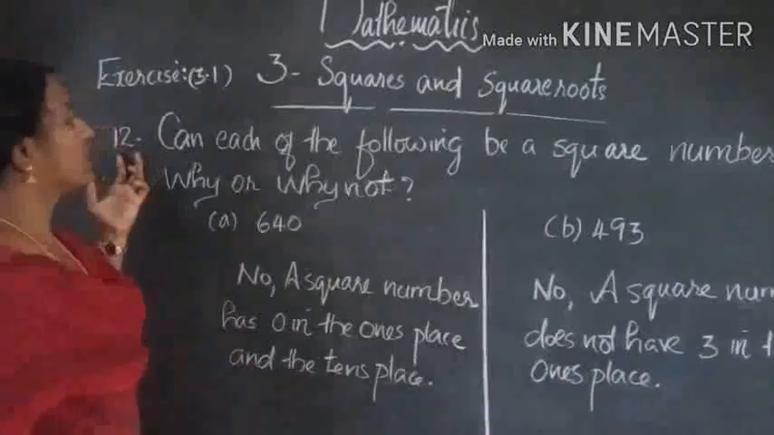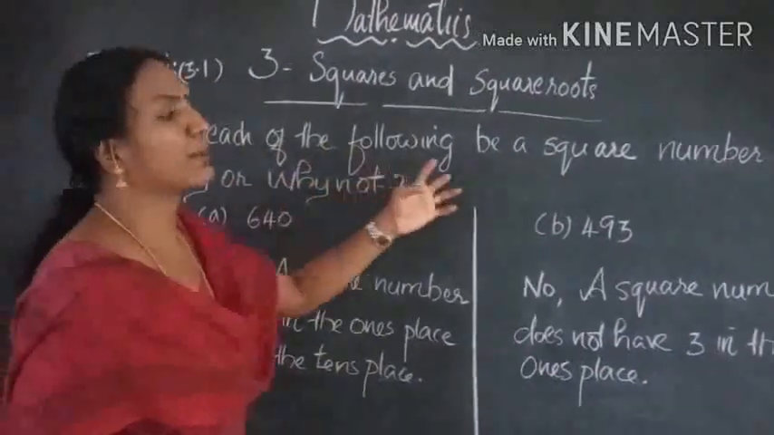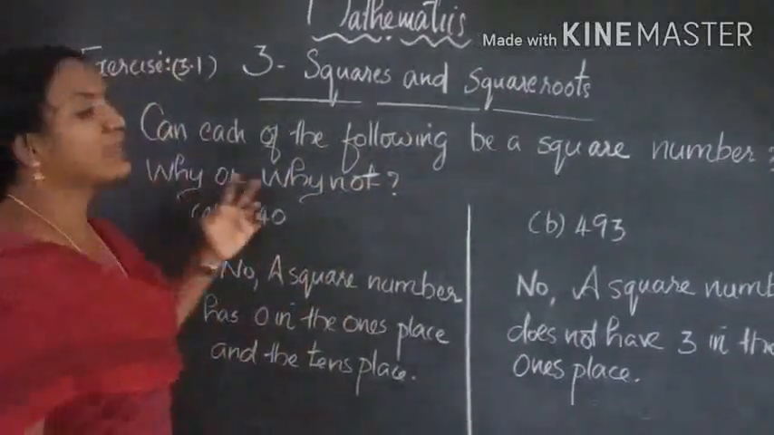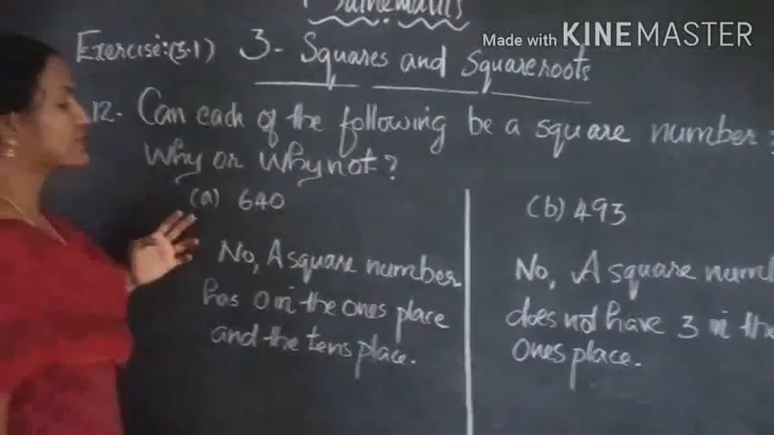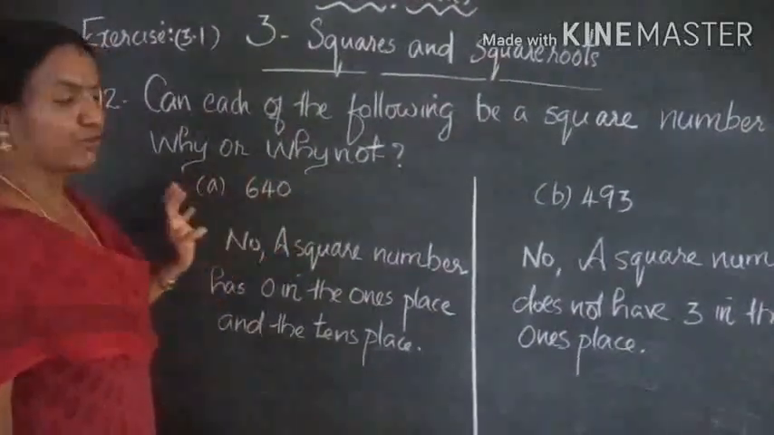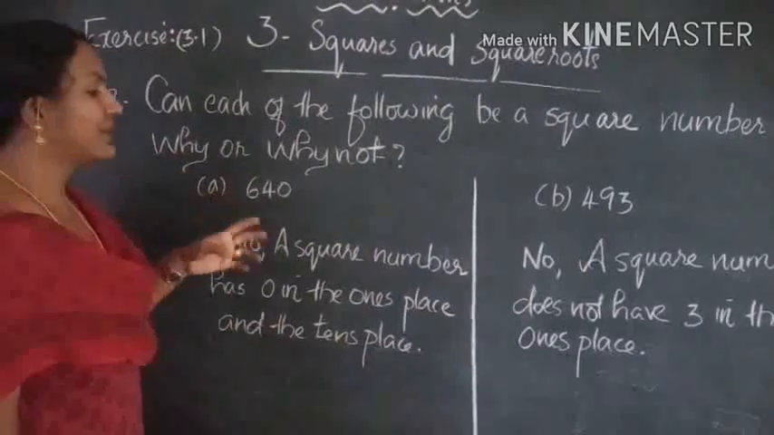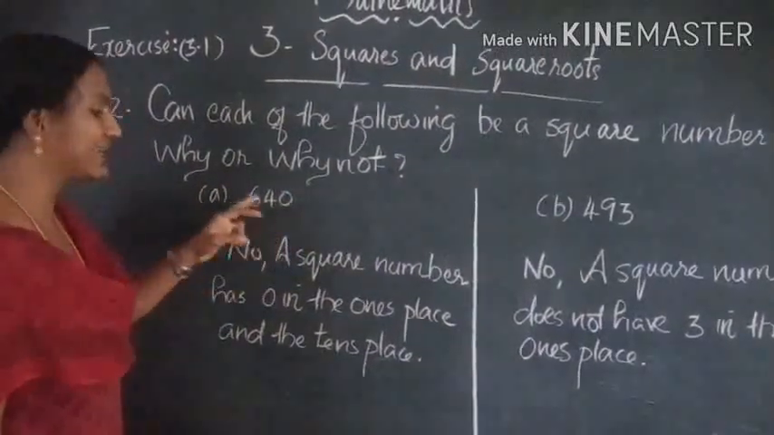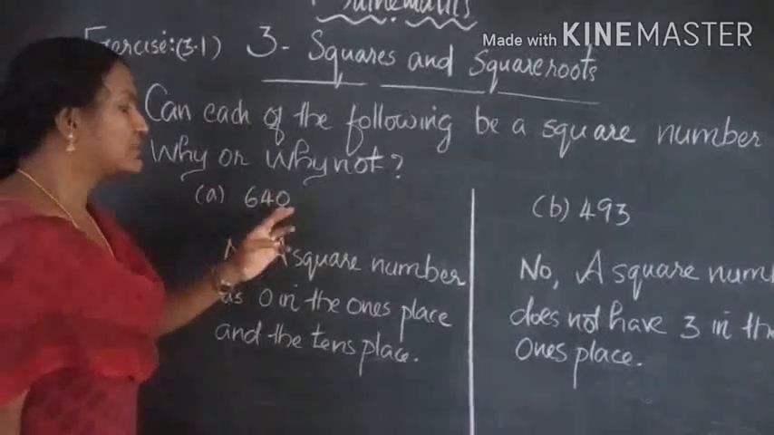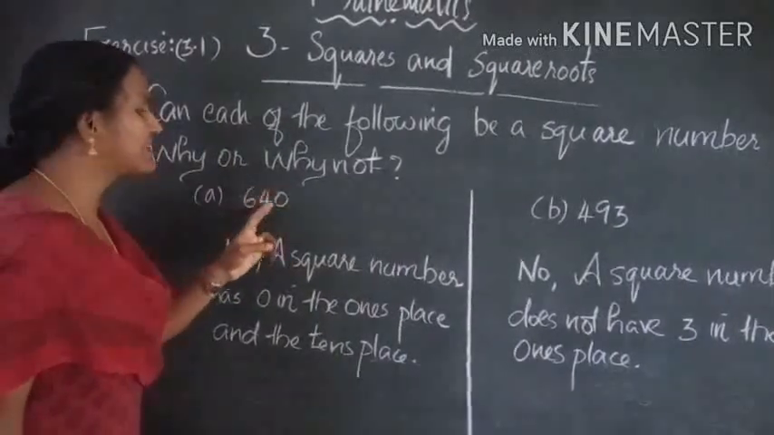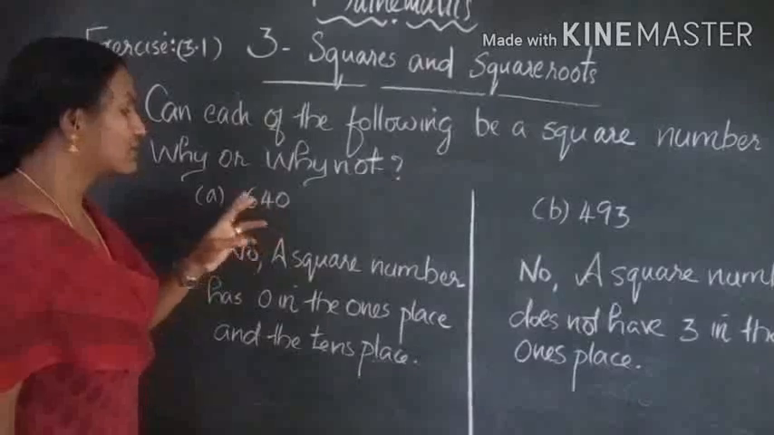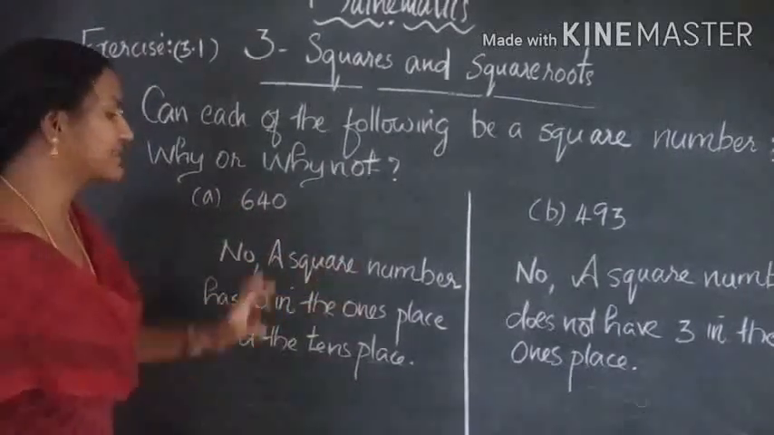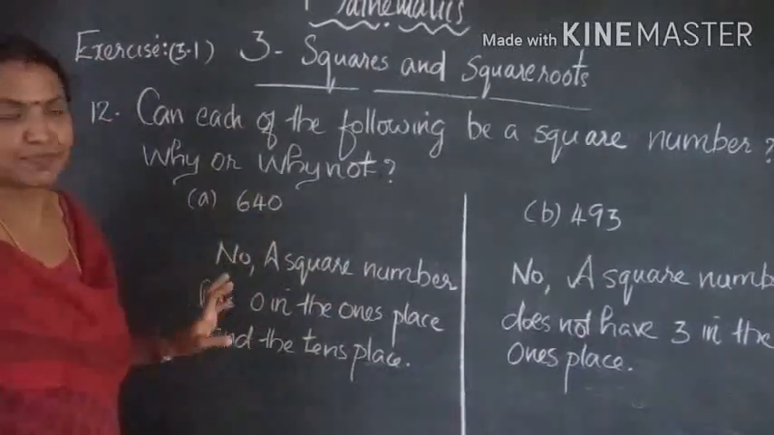Then question number 12. Can each of the following be a square number? Why or why not? The first option, 640. We already learned a square number that has 0 in the ones place also has 0 in the tens place. Here the ones place is 0, but the tens place is a non-zero number. So the answer is no.